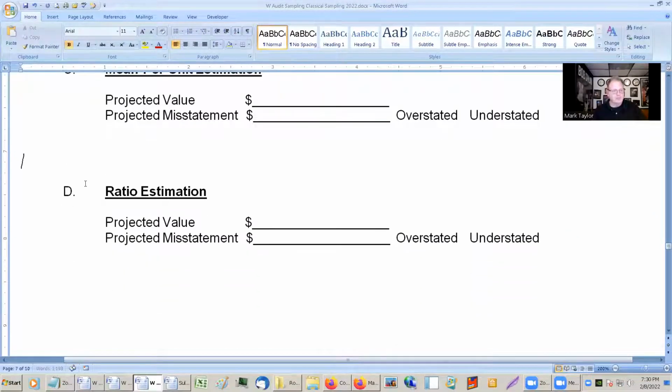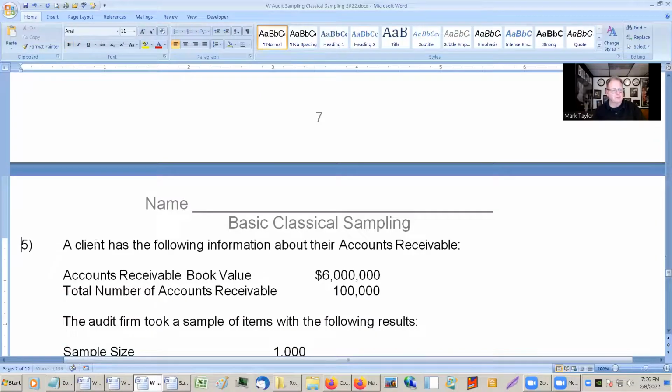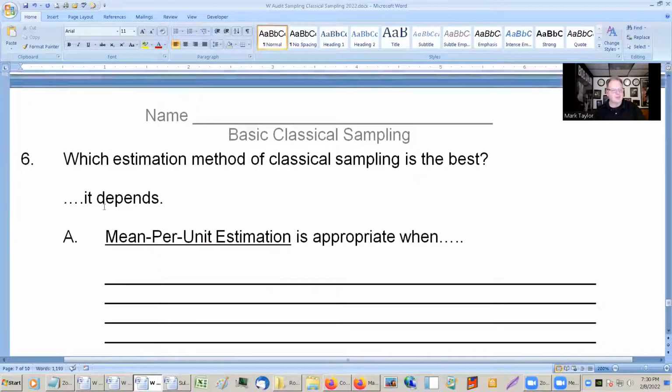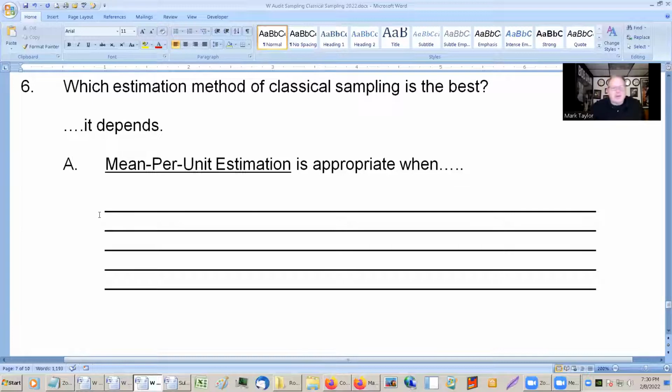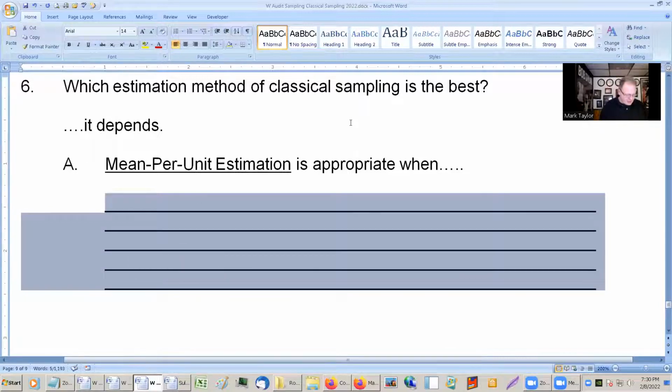Let's see. Okay, I talked about this a little bit, but this is, when do we use which one? And the idea here is, as you notice, depending on what method you use, the projected misstatement can be different quite a bit. See, the natural question is, well, when do you use this? Which one do you use? So these are kind of the rules for it. And the mean per unit estimation is useful.